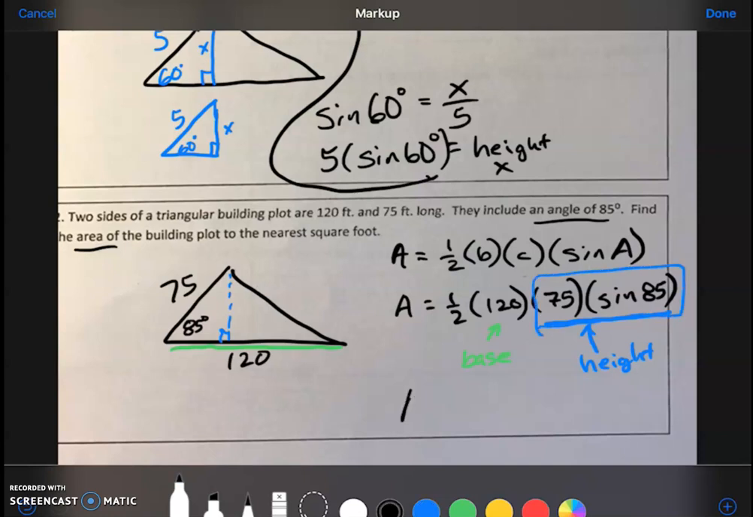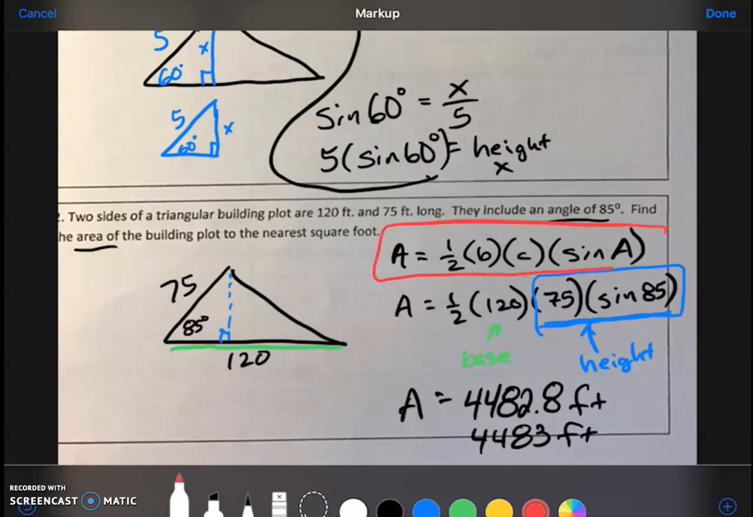At any rate, saving time, I've already calculated this. This ends up being 4,482.8 feet. You can round it to 4,483 feet. Okay, so you are going to be using this formula for a few of the problems today.